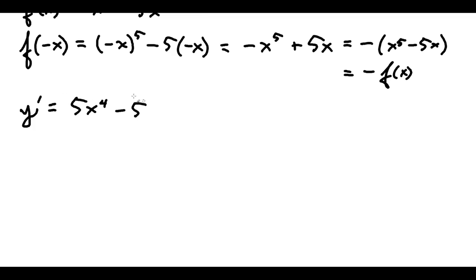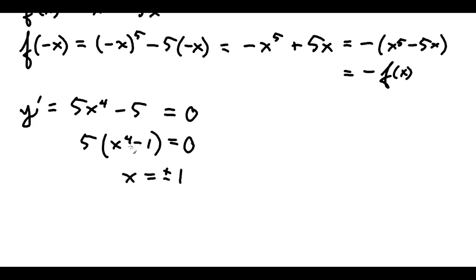So if we want to know where this is increasing or decreasing, we want to find the critical points. And the critical points happen when this is either undefined or 0. This is a polynomial, so it's never undefined. So let's set that equal to 0. We see we have 5 times x to the 4th minus 1 equals 0. And you can look at this and hopefully see that x equals plus or minus 1 is the solution we get. You might, of course, also factor that further.